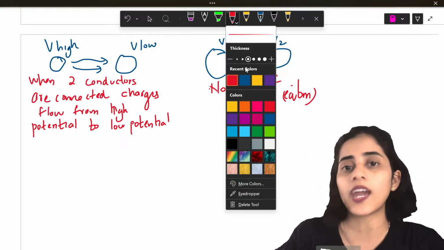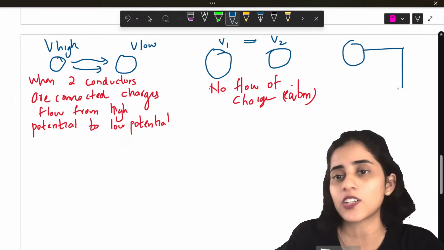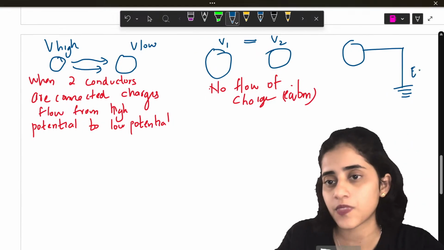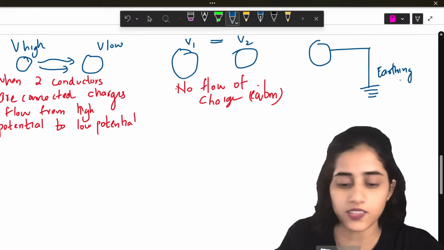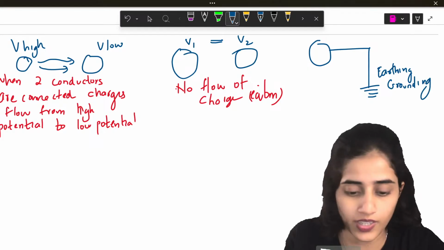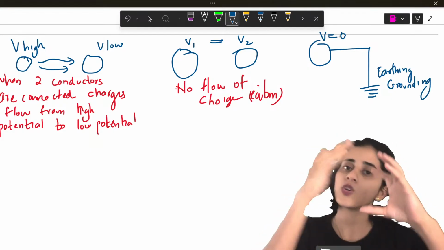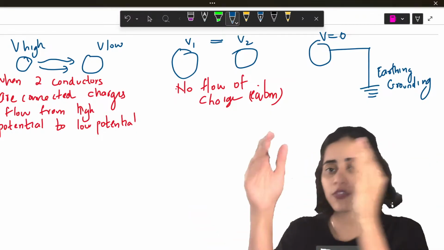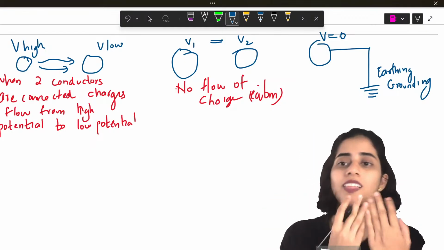Now sometimes you can create this equilibrium condition by just connecting a conductor to the ground. This is called earthing. So what is earthing or grounding? It can also be called grounding. When you have a conductor, it will have some charges, you connect it to the earth. So what happens? All of the charges from the conductor flow to the earth. When all of the charges flow to the earth, that is called earthing.